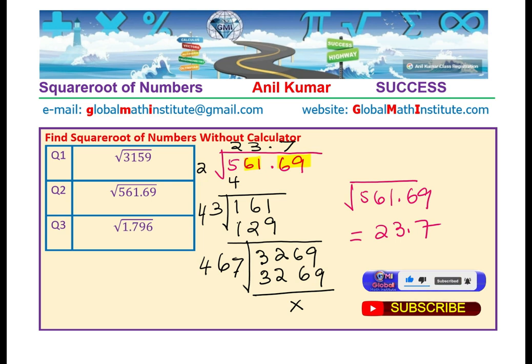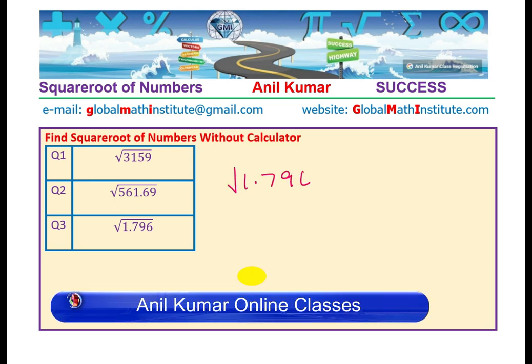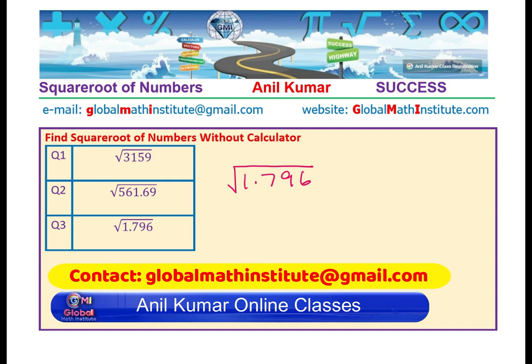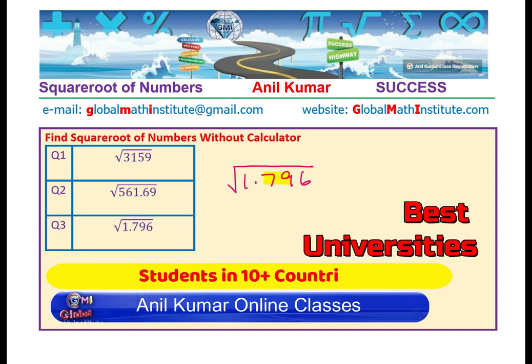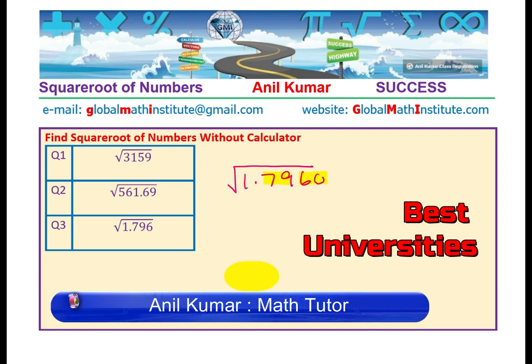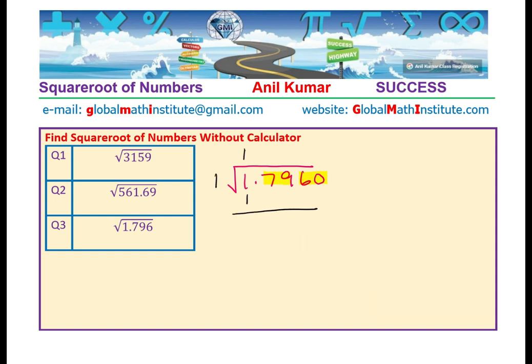That brings us to the last question, which is the square root of 1.796. Let's do the first step, grouping in twos from the decimal place. On the right side, we have the group 79. There's no number here, so we can always put a 0 here. And 1 before the decimal. So we start with 1 times 1, which takes care of the number before the decimal, leaving 0. Bring down 79. Twice 1 is 2. Now, 3 can work. So let's put 3 here.